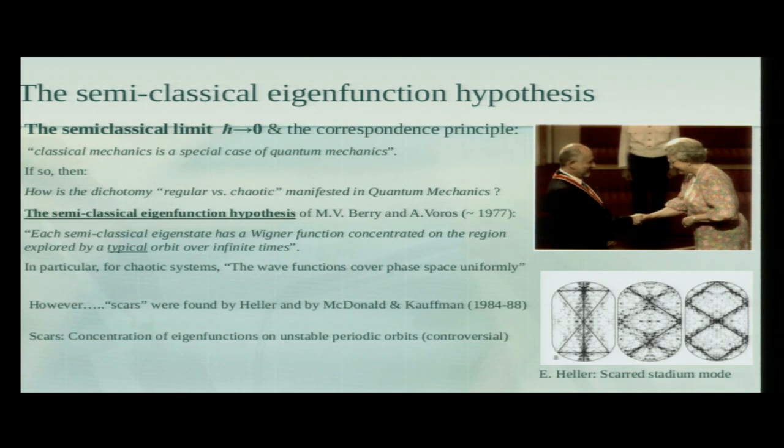So the question that quantum ergodicity wants to address is, what is the relation between classical mechanics and quantum mechanics when we take the limit of objects which are large relative to the Planck constant, or mathematically you think of it as taking the Planck constant to zero. So in particular, you want to see how this difference of regular motion and chaotic motion is manifested in a quantum mechanical particle.